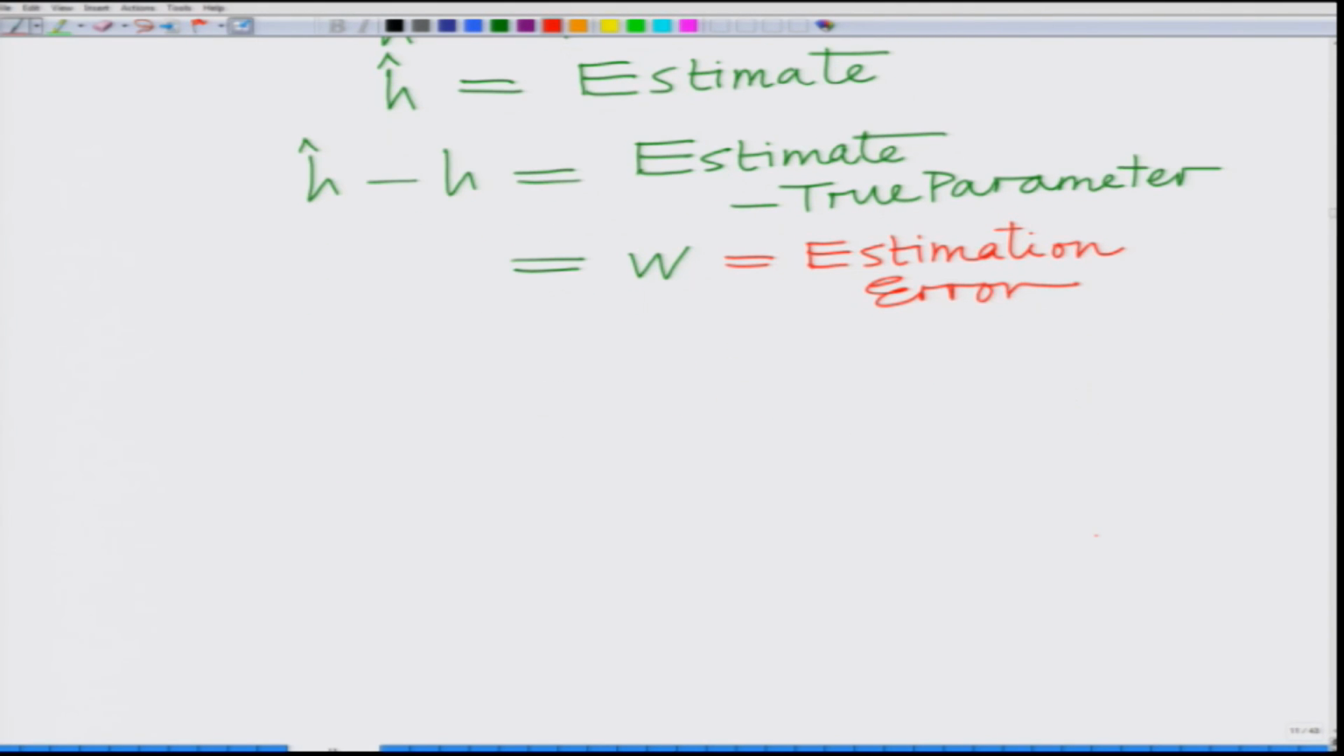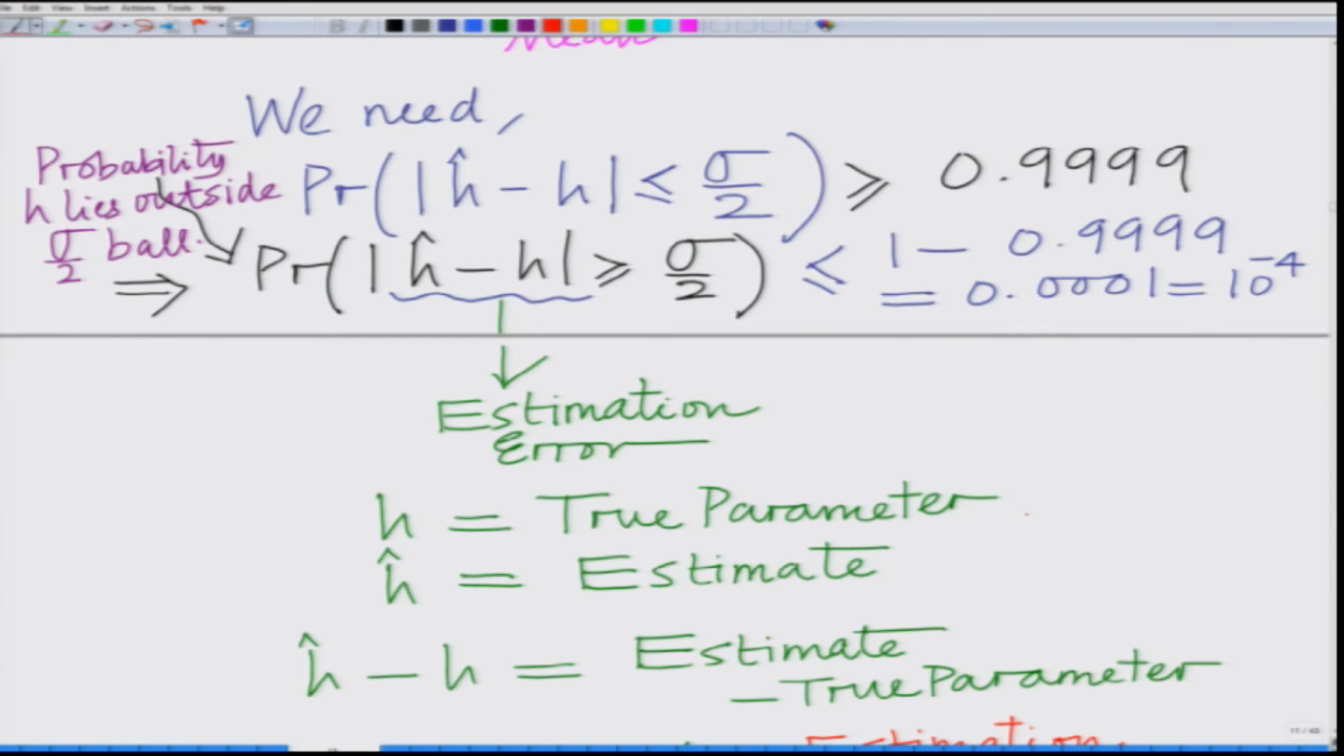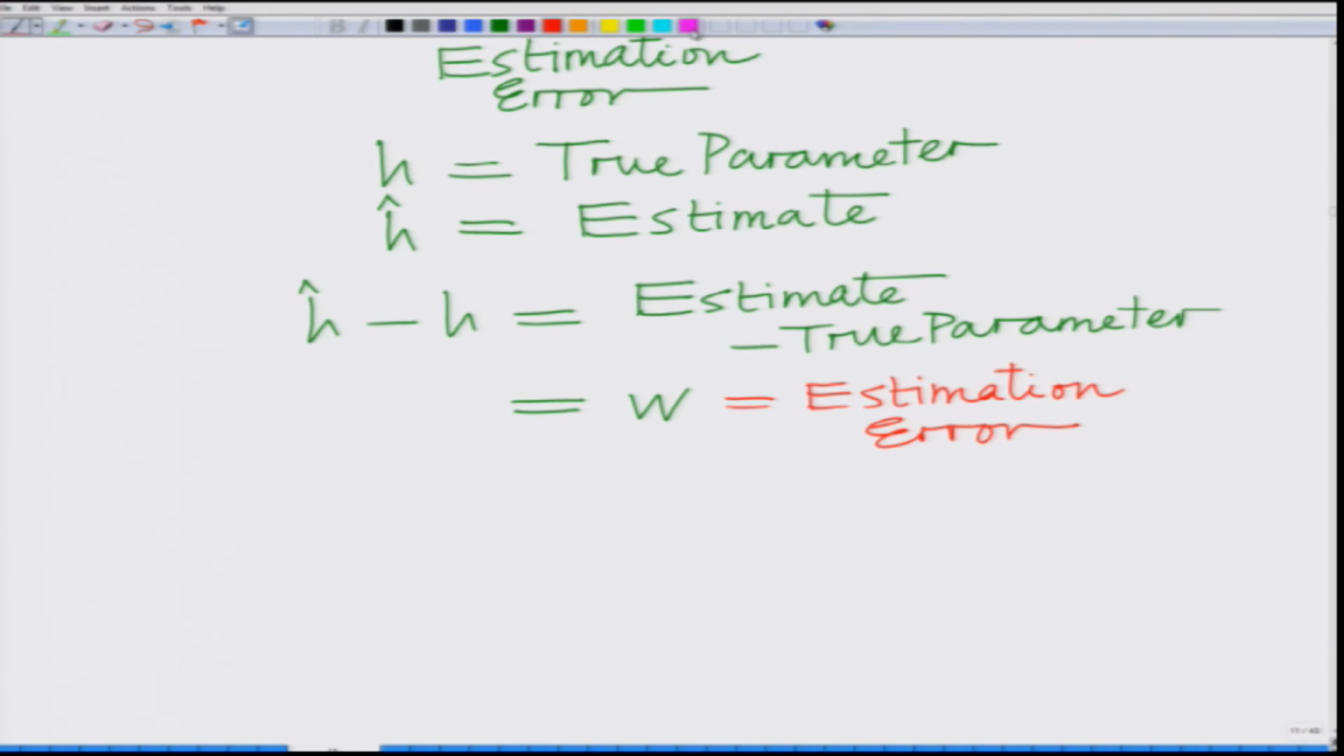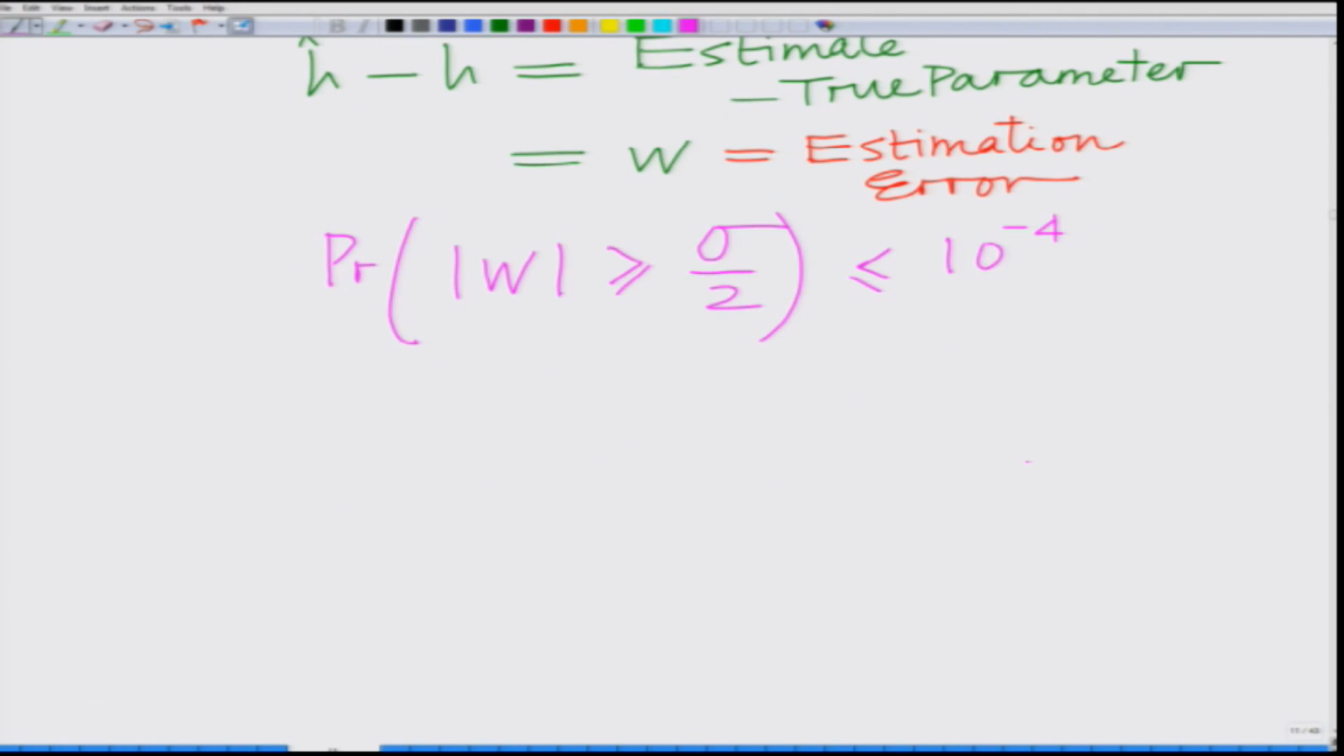So basically now we are asking this question. I can replace this H hat minus H by this quantity W, and now we are asking what is the probability that this estimation error magnitude W greater than or equal to sigma by 2 has to be less than or equal to 10 to the power of minus 4. Okay, so that is the question that we are asking.